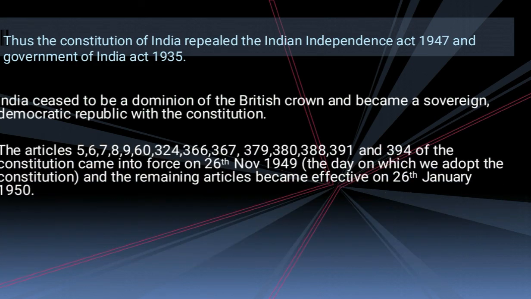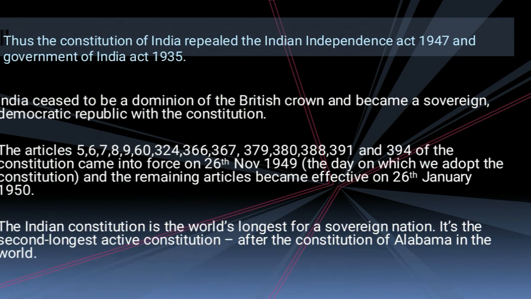And Articles 5, 6, 7, 8, 9, 60, 324, 366, 367, 379, 380, 388, 391 and 394 of the Constitution came into force on 26 November 1949 itself, the day on which we adopted the Constitution, and the remaining articles became effective on 26 January 1950.